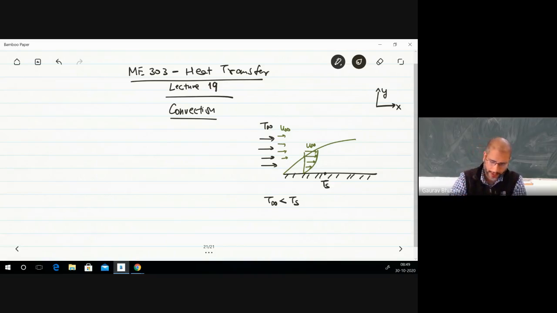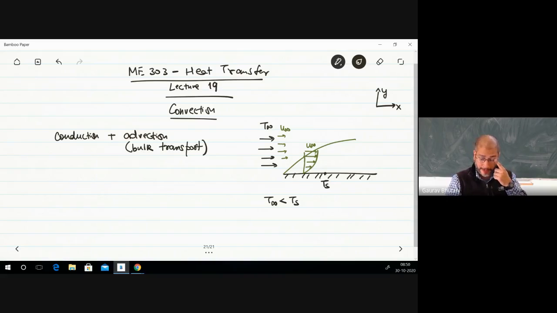So we said that convection is nothing but conduction just above the surface, plus advection. This bulk transport of the hot molecules and replacing them with cold molecules is called advection. Both are important. In fact, that is what helps us define the value of the heat transfer coefficient, as we'll discuss again today.